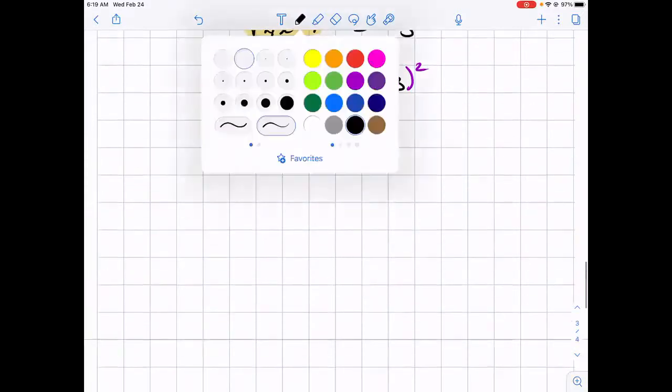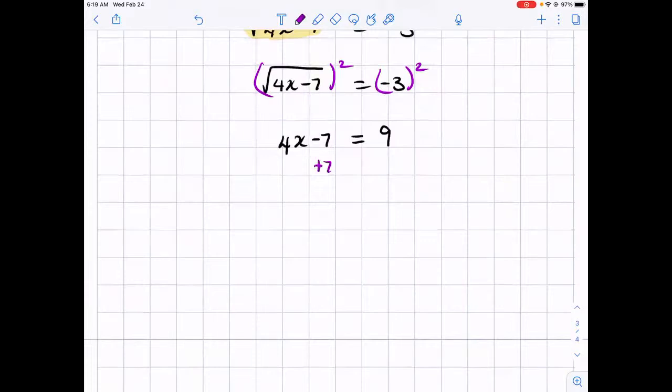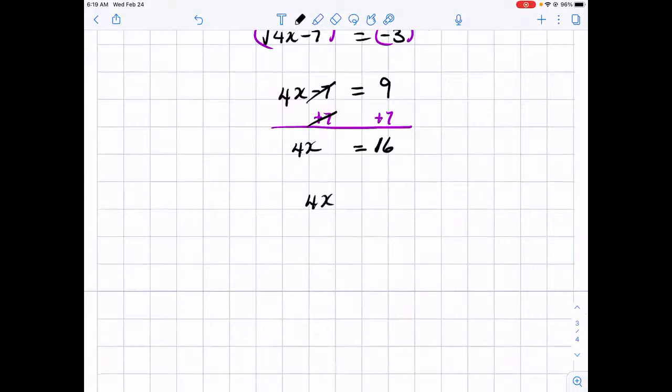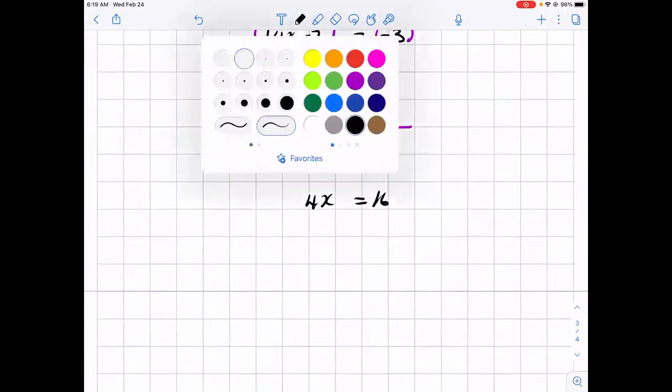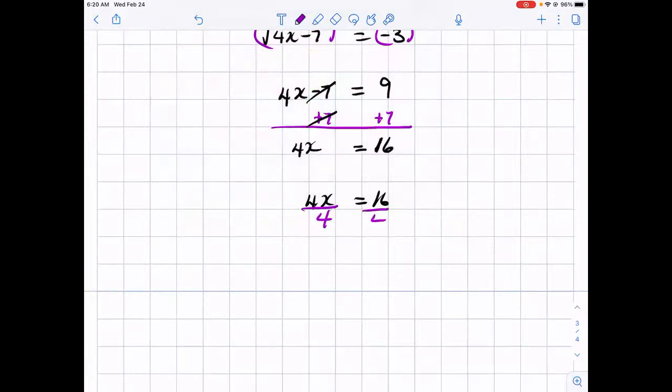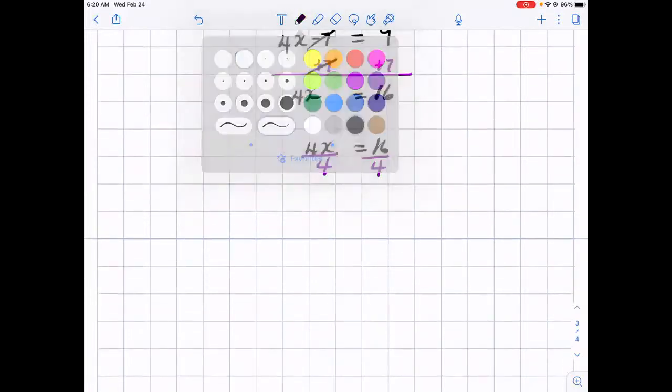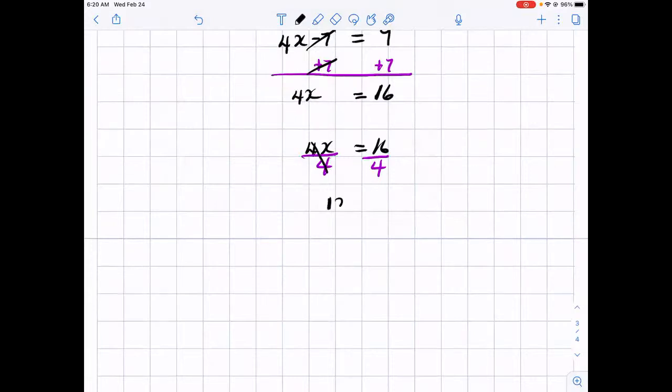And to solve for x, we're going to add 7 on both sides. And to do this, we have 4x, the -7 and the +7 become 0. We generally say cancel out. And 9 plus 7 is equal to 16. And to get x by itself now, we'll divide both sides by 4. 4 divided by 4 becomes 1. We don't write 1x, right? We just write x. So x is equal to 4.